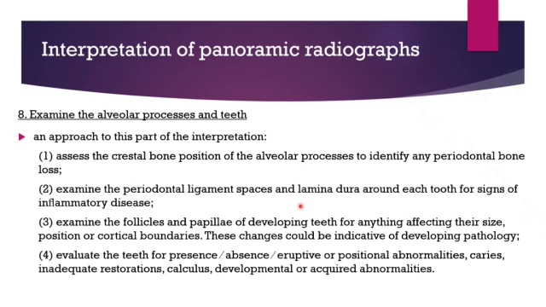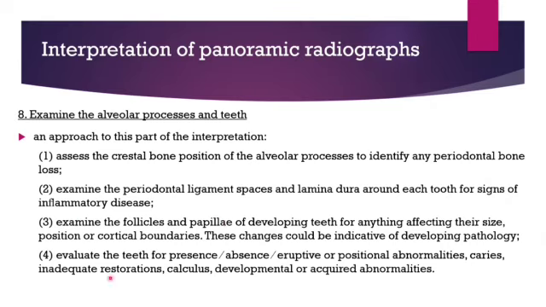After that, you need to examine the follicle and the papilla of any developing teeth for anything affecting their size, position or cortical boundaries. These changes could be indicative of developing pathology. So if there are any impacted teeth, you need to look whether there is any follicle or any pericoronal radiolucency, and also look into the cortical boundaries.